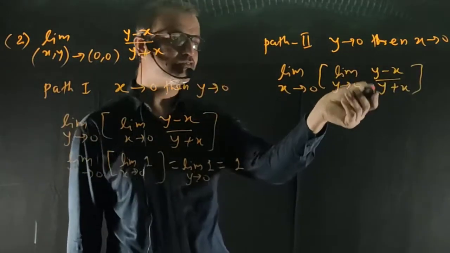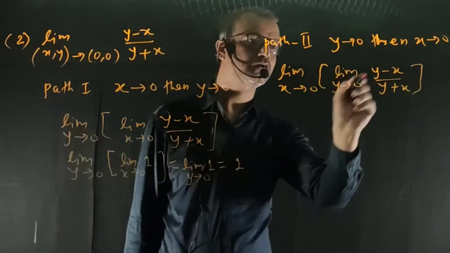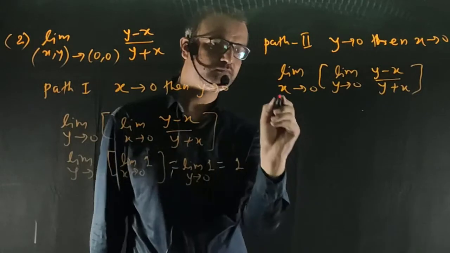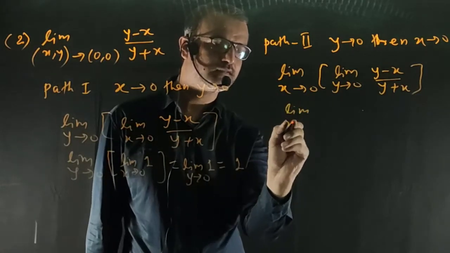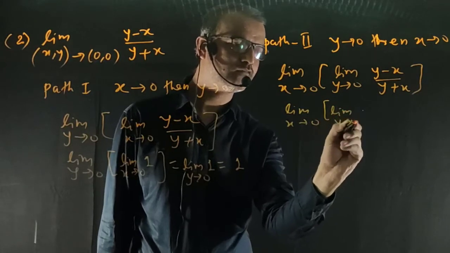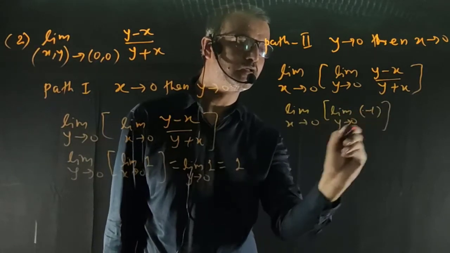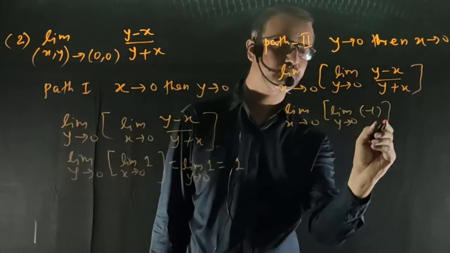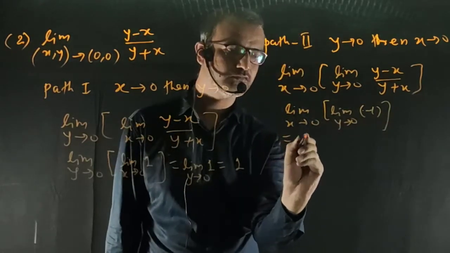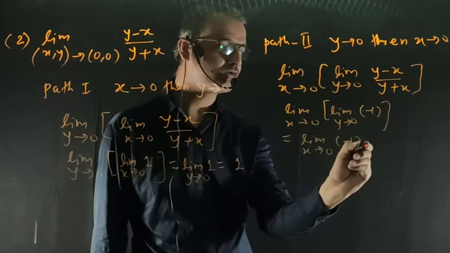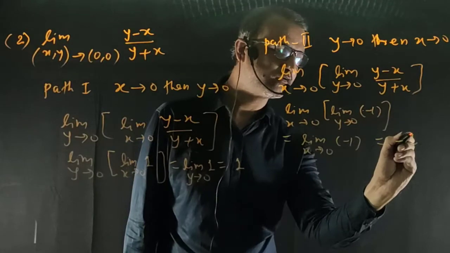If you put y equals to 0 over here and here, we have minus x over x, and minus x over x answer is minus 1. So this is limit x tends to 0, limit y tends to 0 of minus 1. Now this is a constant function, so the answer is minus 1. So this is equals to limit x tends to 0 of minus 1. So again it will become minus 1.